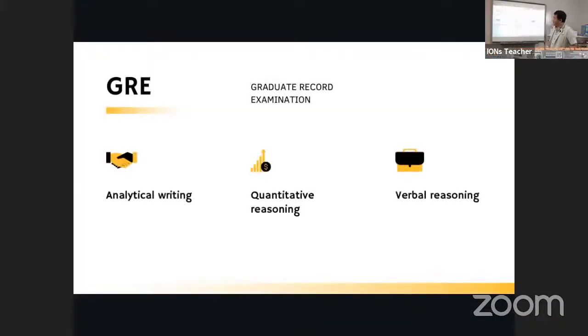Now GRE stands for Graduate Record Examinations. Generally speaking, GMAT and GRE are currently interchangeable. You can take either GMAT or GRE, but the highlight of today is to emphasize the similarities and differences between them. GRE also has analytical writing, quantitative reasoning, and verbal reasoning. But the test design and test structures are a little bit different. I'll tell you later.